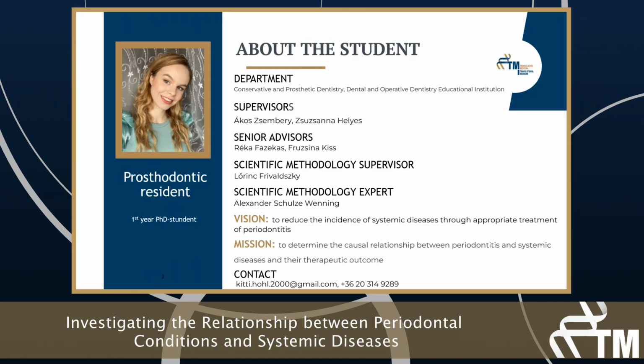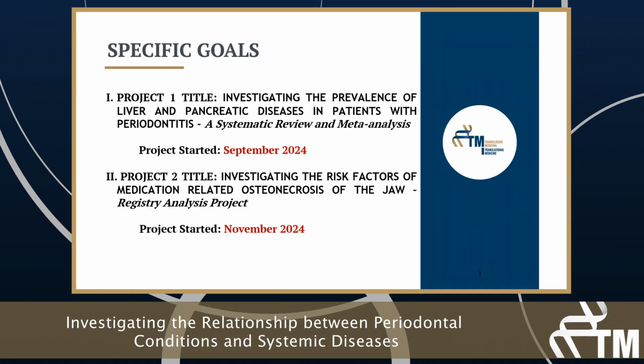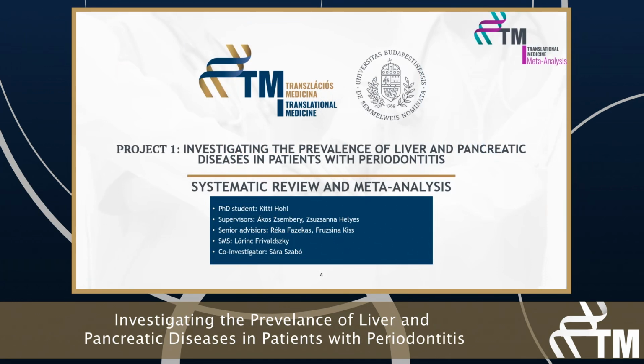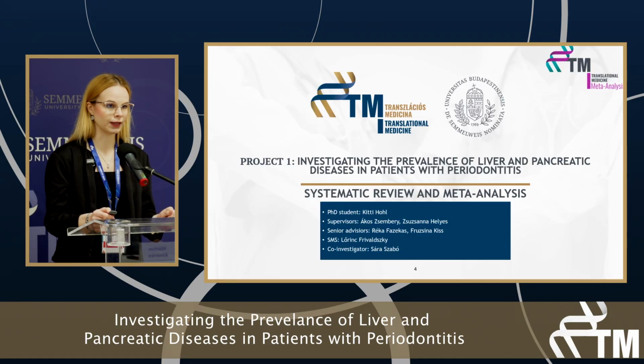My vision is to reduce the incidence of systemic diseases by appropriate periodontitis management, and to achieve that, I would like to determine causal link between periodontitis and systemic diseases. I have two ongoing projects right now. One of them is a systematic review and meta-analysis, and the other one is a registry analysis project. The title of my first project is Investigating the Prevalence of Liver and Pancreatic Diseases in Patients with Periodontitis.